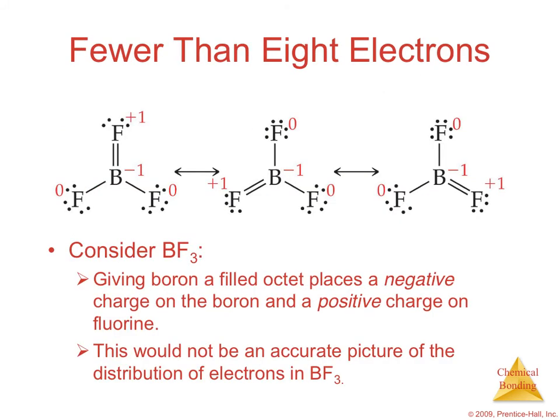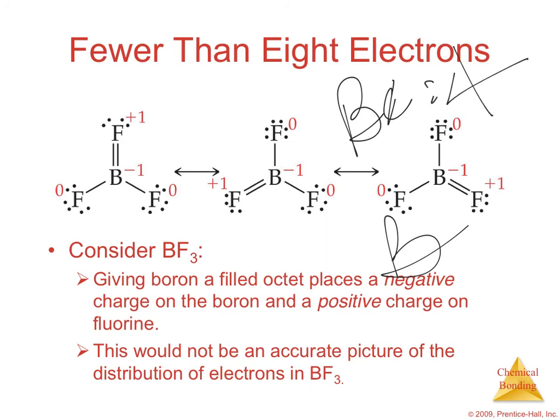All right, the two most common elements that are content with less than 8 electrons are beryllium and boron. So beryllium, believe it or not, is content with 4 valence electrons. Boron is content with 6 valence electrons. So please make a note to memorize those. This would be an example.